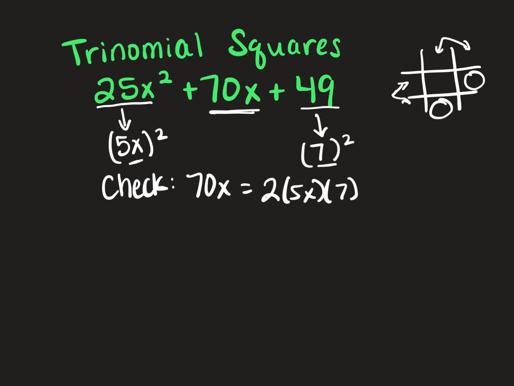So we're going to write our answer. We're going to take our first square root. We're going to take our second square root. And we're going to take the sign on that middle term. So 25x squared plus 70x plus 49 is equal to 5x plus 7 times itself, or to the power of 2.